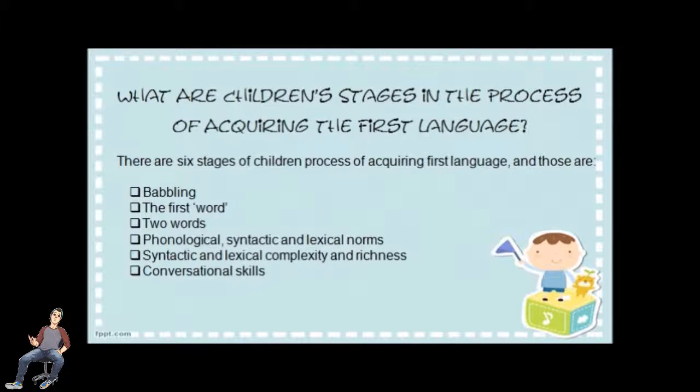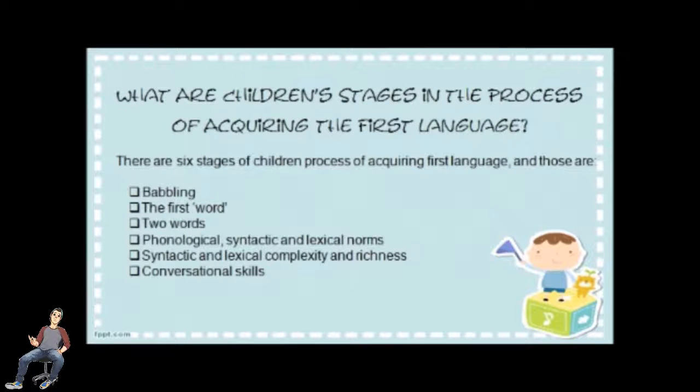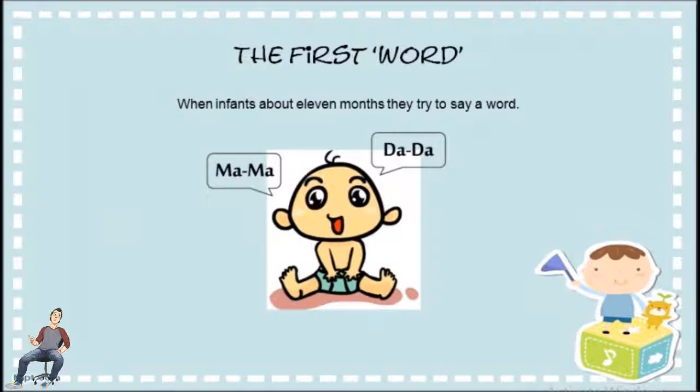Okay, children's stages in the process of acquiring diverse language. There are 6 stages of children's process of acquiring the first language. The first is babbling. From birth to around 8 months, babies can hear and produce a wide range of noises and sounds. For example, the babies try to communicate by making noises like saying blah na na na blah blah blah, something like that.